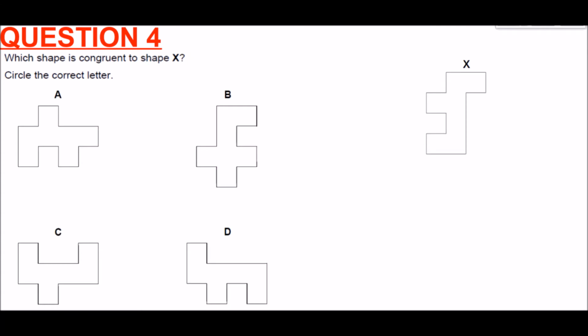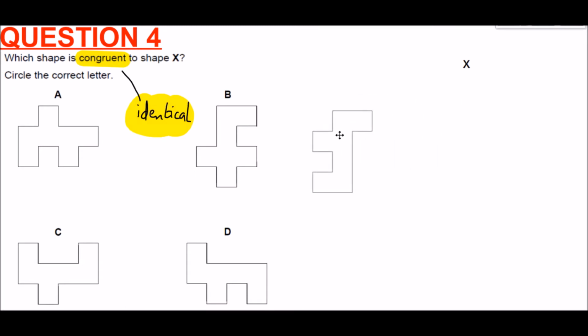Question 4. Which shape is congruent to X? Now, congruent is just one of these fancy mathematical words, which just means something fairly simple. Congruent just means exactly the same as. It means identical. So A, B, C or D, one of these will be identical to shape X, which I've got over here.